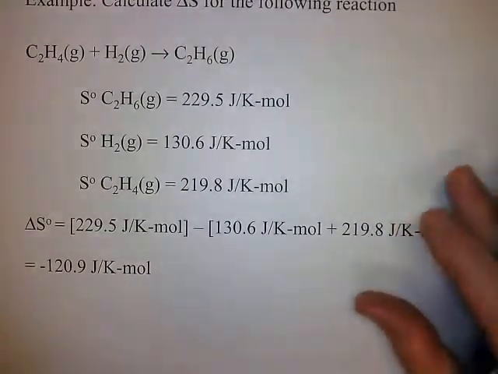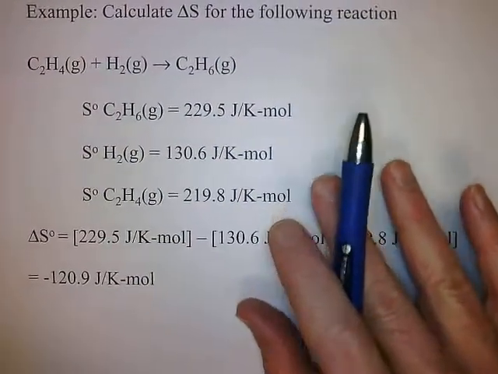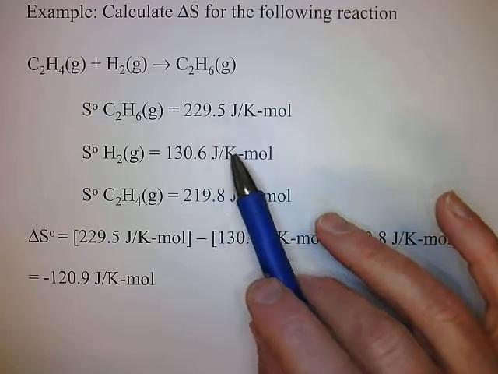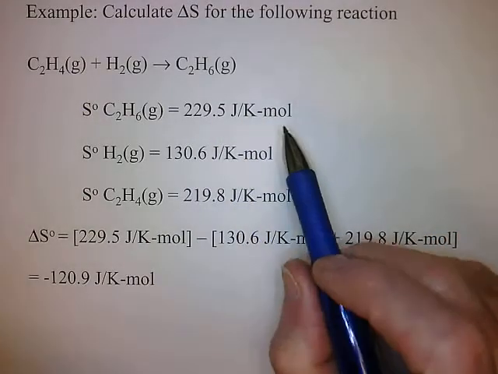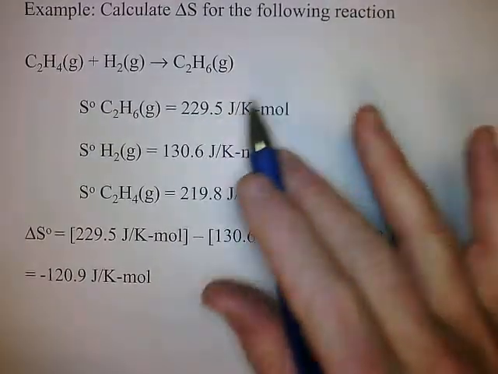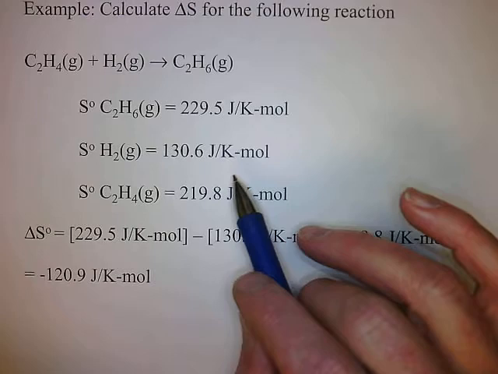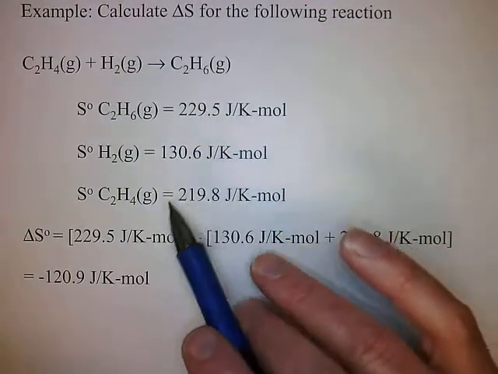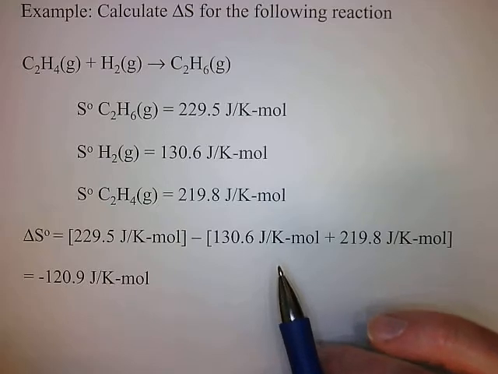So let's look up some of these values. For ethane, it's 229.5 joules per Kelvin mole. And by the way, that's your unit on entropy, joules per Kelvin mole. Okay. For hydrogen, it's 130.6. And for ethylene, it's 219.8.